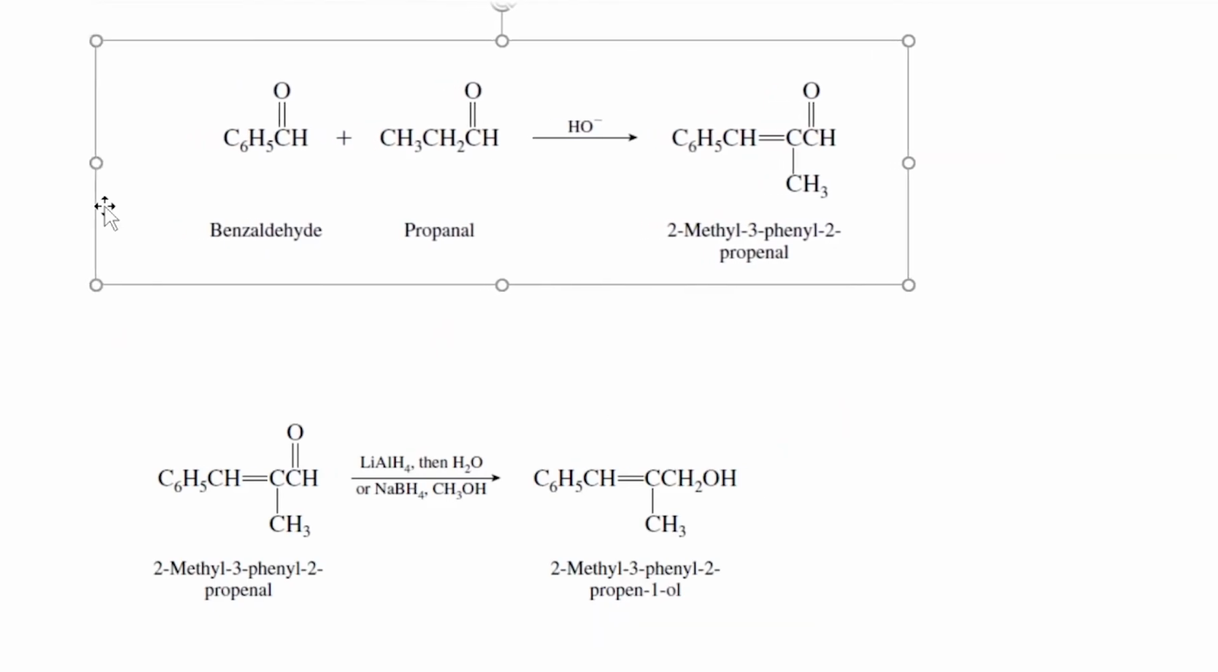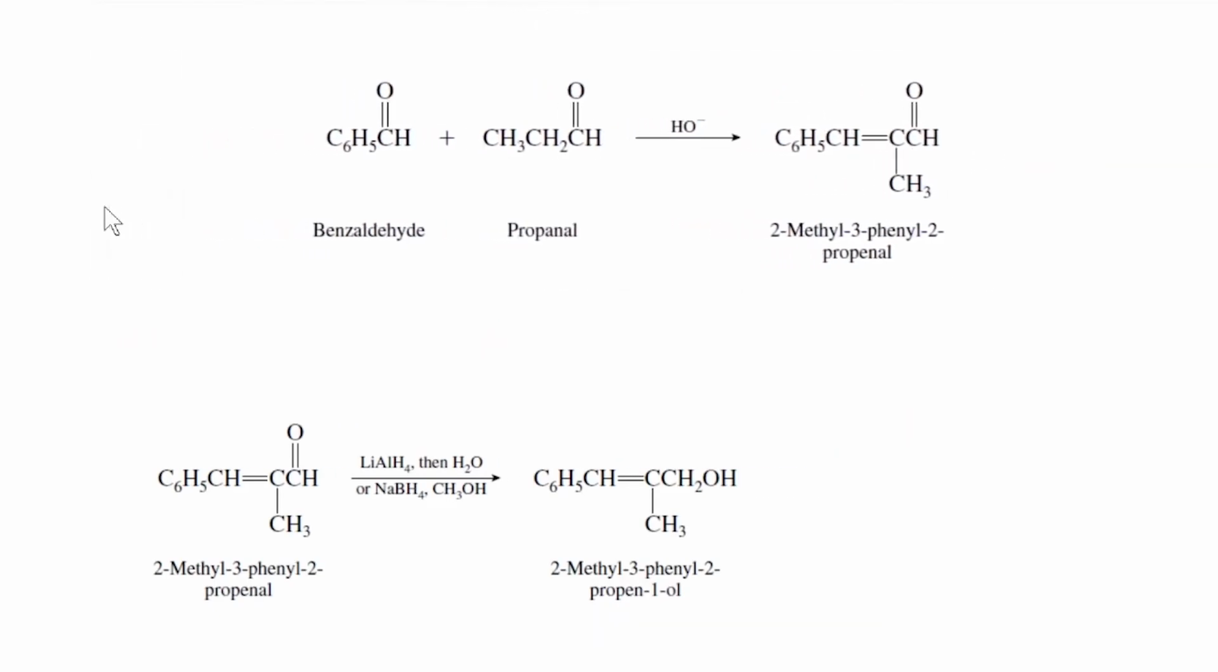So what we can do is, when we add benzaldehyde and propanal, benzaldehyde doesn't have an enolizable hydrogen, so this is the enolate that's going to be produced.